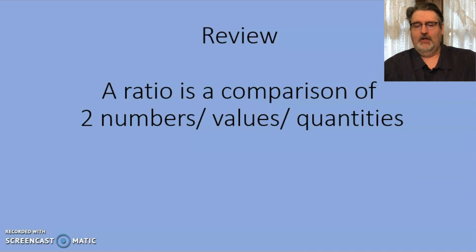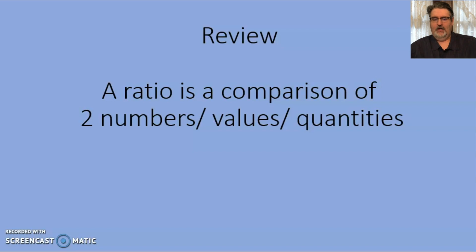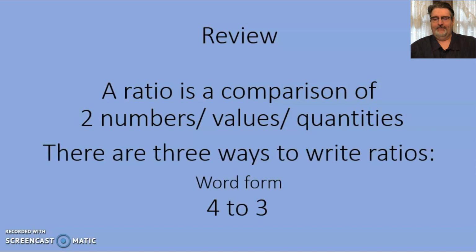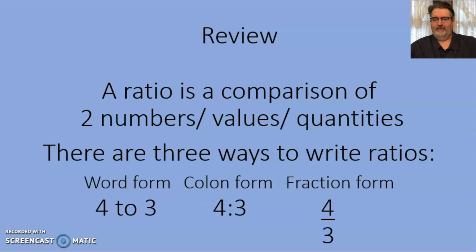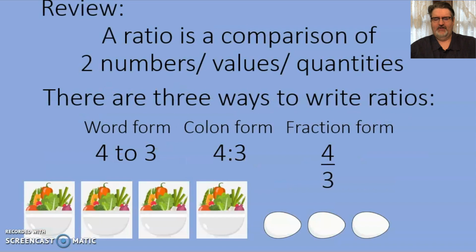So to review, a ratio is a comparison of two numbers, values, or quantities. There are three ways to write ratios. The first is word form, and this says 4 to 3. The next is colon form, written 4:3. And then fraction form, written 4/3, but all three ways are stated as 4 to 3. Here we have a picture that shows 4 salads and 3 eggs, so 3 eggs are going to be distributed over the 4 salads. And we have a ratio there of 4 to 3.